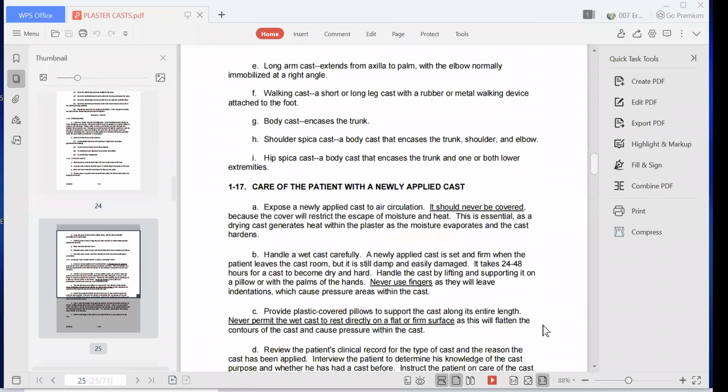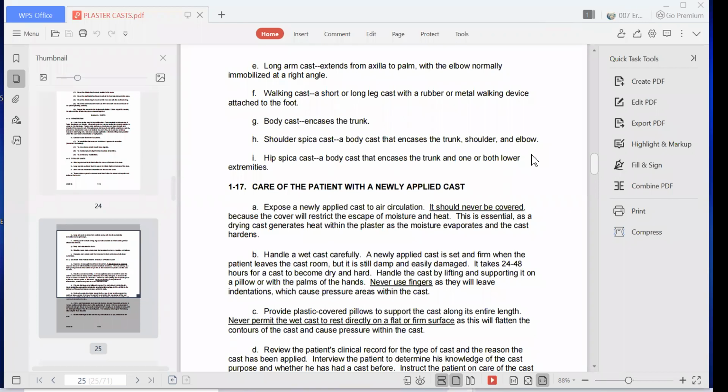Now, there are so many things, but here I will highlight only the important points. Care of the patient with newly applied cast. Say, just after application of the cast, the patient is transferred from the minor OT and you are receiving the patient. So expose a newly applied cast to air circulation. So you give it air, right? We should restrict visitors, and keep it exposed to the air, like with the environmental air exposure, it will start drying.